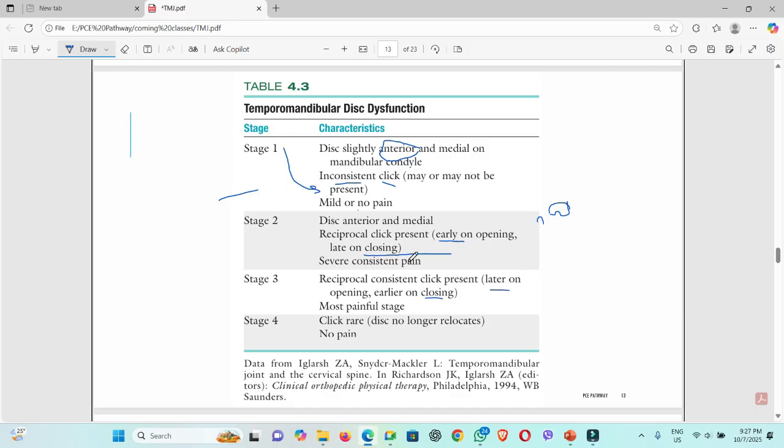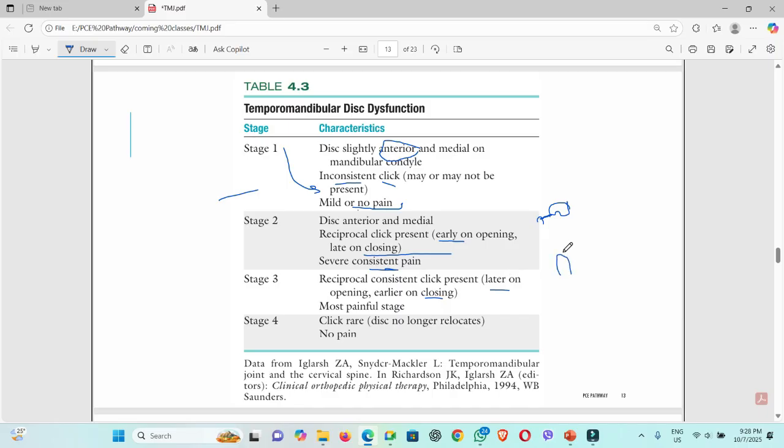Okay. Now, severe consistent pain. Okay, because it is getting rubbed, right? There's friction going on between the condyle and the disc, the posterior portion of the disc, every time. So there will be severe consistent pain. The pain was not consistent in stage 1. Now the pain is becoming consistent at stage 2. Now in stage 3, reciprocal consistent click present. Now later on opening, earlier on closing. This is the most painful stage. Okay.